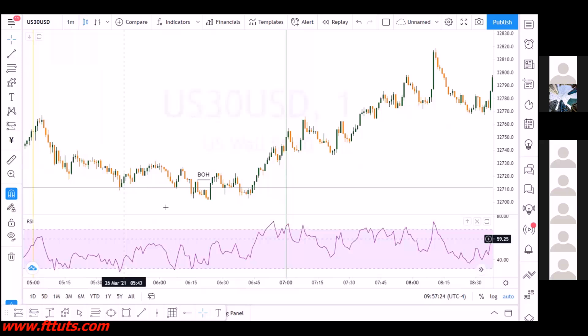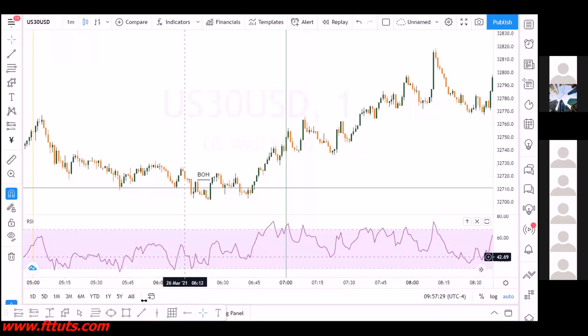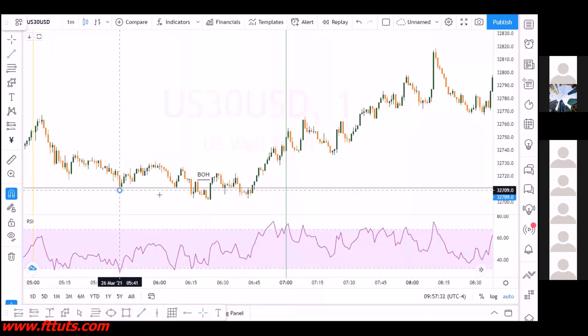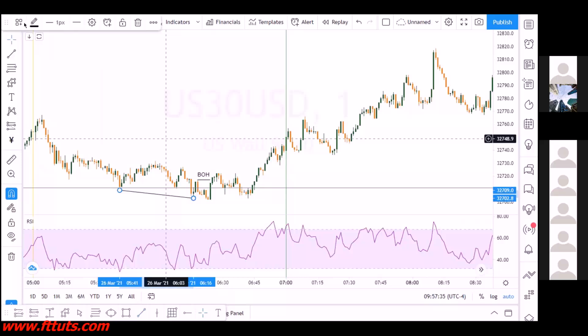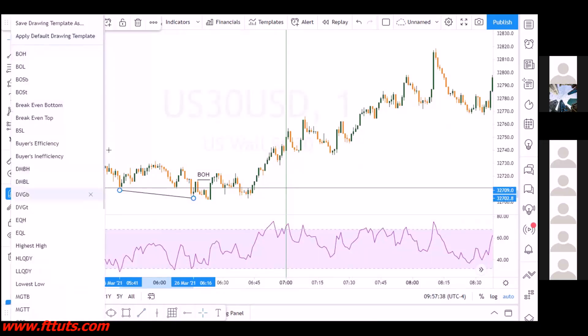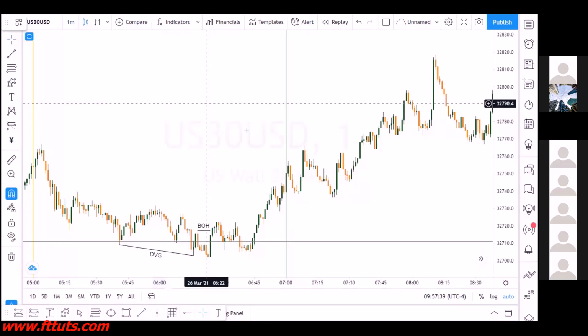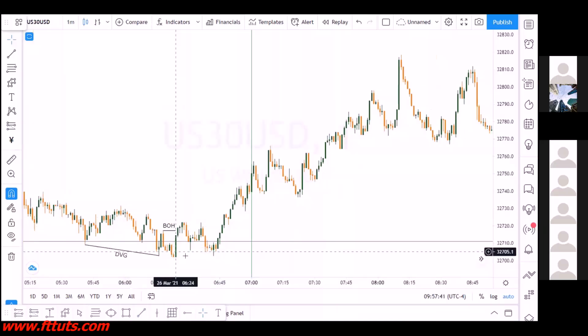Price is moving lower and price is moving higher here. Price creating lower lows and price creating higher lows. So that's a divergence, an RSI divergence right here. So this will be our divergence below here. So this was a valid area for you to enter.